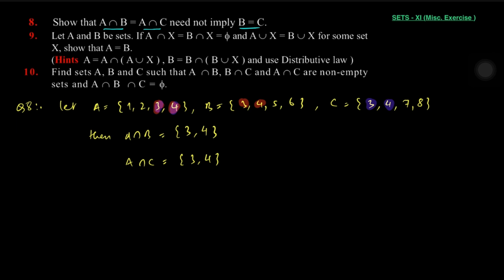So thus one can see that these two sets are equal, which means that A intersection B is equal to A intersection C. But one can observe that set B is not equal to set C.